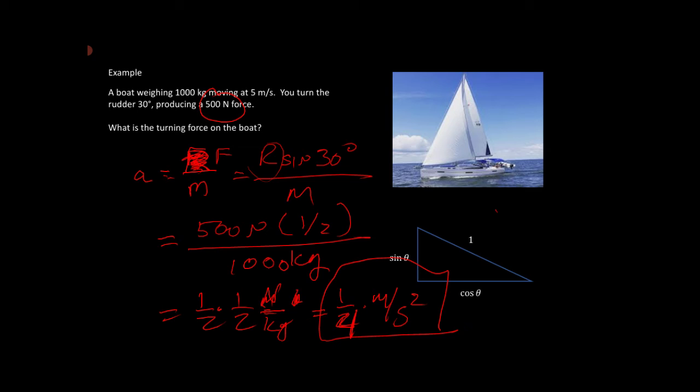This is the force perpendicular to the boat. So we turn this over this way and it's going to produce a force this way, which is 1/4 meters per second squared. And it'll also have a little bit of a force this way, which will not be good. It'll actually slow us down. We can talk about that later if you want.